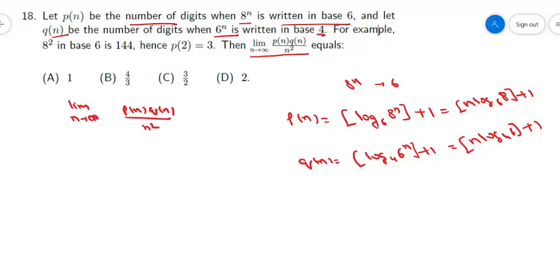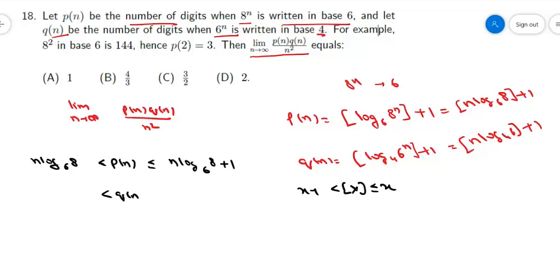Now in the greatest integer function, we know this property that the greatest integer function of x is always less than or equal to x, and it is greater than x minus 1. So I can write Pn is less than or equal to n log 8 base 6 plus 1, and it is greater than n log 8 base 6.